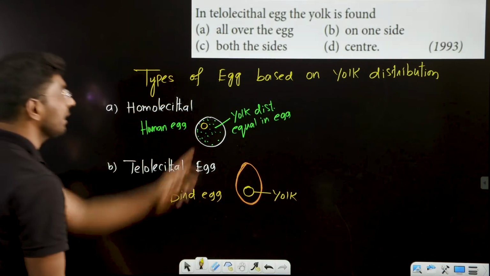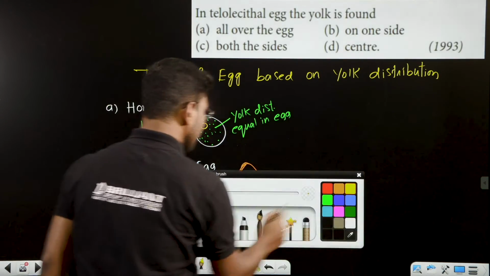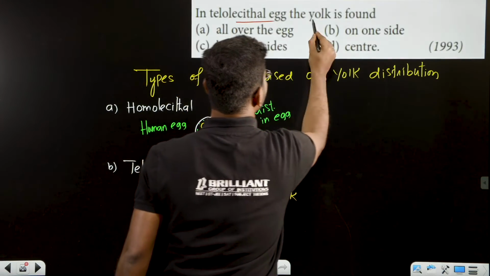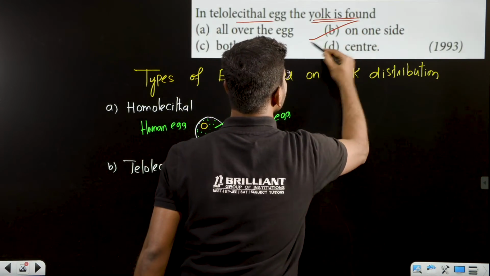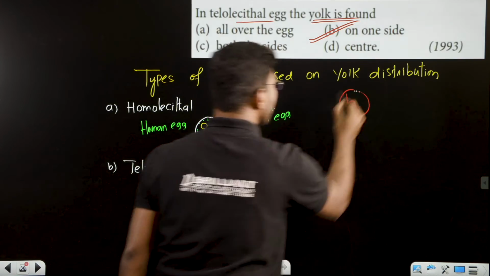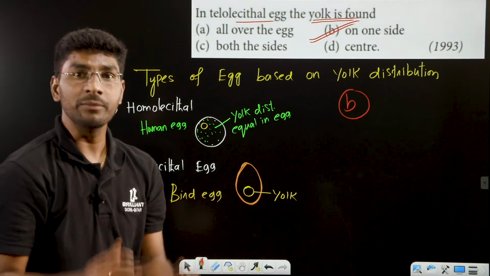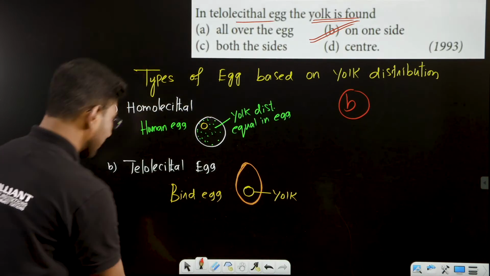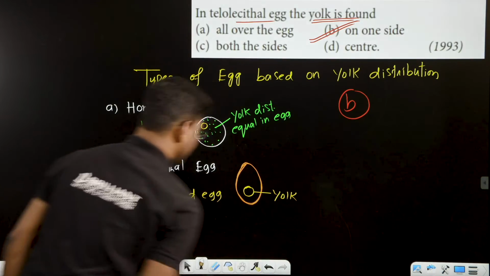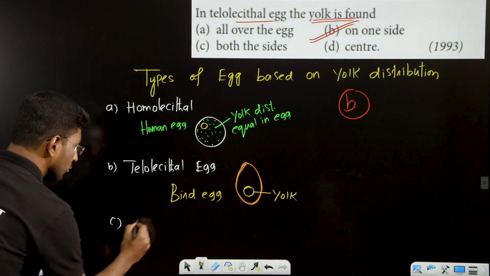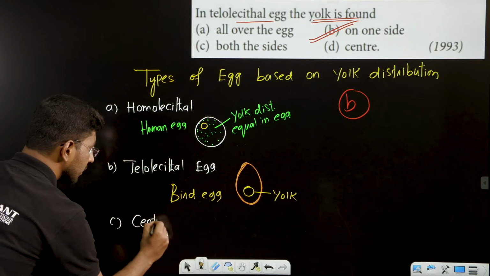So I hope you get the answer. What is the answer here? In telolecithal eggs, the yolk is found on one side. So the answer is B. The right answer is B. So what is the third type of egg? Let me finish this one, it will be useful for you. The third type of egg is called centrolecithal.